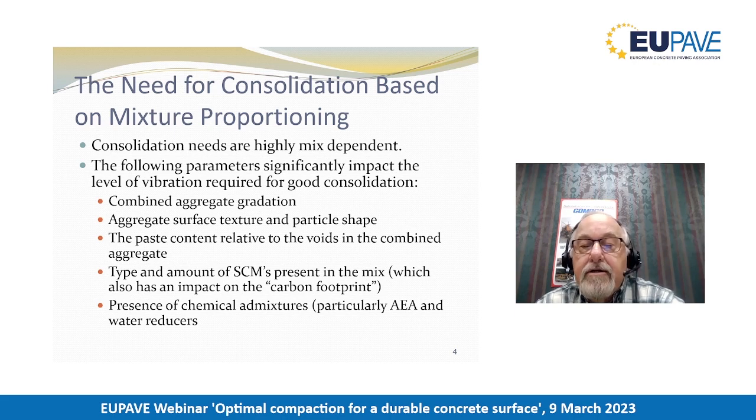the vibration energy necessary for consolidation. The presence of chemical admixtures also has a significant impact on the vibration, particularly water reducers, high-range water reducers, where we can lower the water-cement ratio to 0.38, 0.42, which is generally our target area, and we can pick up workability by virtue of putting in a water reducer. But that also directly impacts the amount of vibration required for a specific level of consolidation.